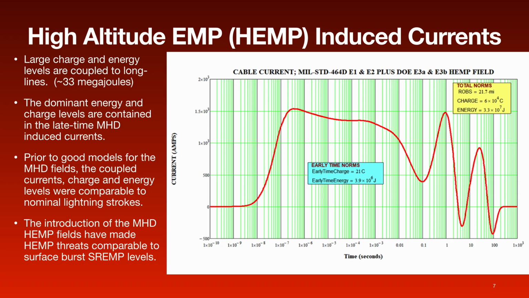Unlike the HEMP calculations in my day, we will see that the MHD-induced charge and energy transfers approach source region coupling to long lines from a surface burst. If only E1 and E2 are considered in the calculations, the results are similar to nominal lightning strokes. The MHD-induced currents have changed everything in the assessment of the threat from high-altitude EMP. The next two slides deal with the source region EMP, SREMP, from a surface burst and its effects on similar long lines.